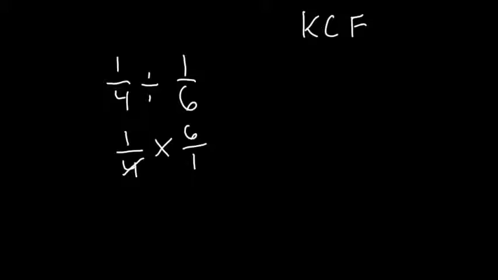4 divided by 2 is 2. 6 divided by 2 is 3. So I have 1 times 3 is 3. 2 times 1 is 2. 3/2, 2 goes into 3 once with 1 left over. So 1/4 divided by 1/6 is 1 1/2. And what you might have noticed here is that when you divide fractions by fractions, sometimes the answer gets bigger. So let's do one with a whole number.